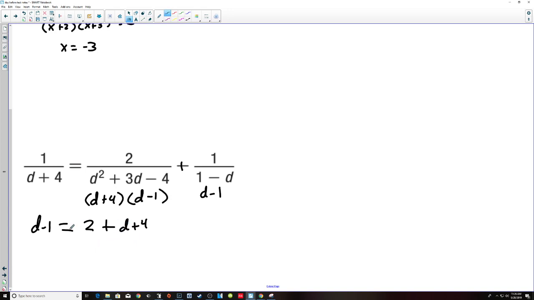And it looks like we're going to have no solution. Negative 1 is equal to 6, so no solution. Yeah, that'll work.